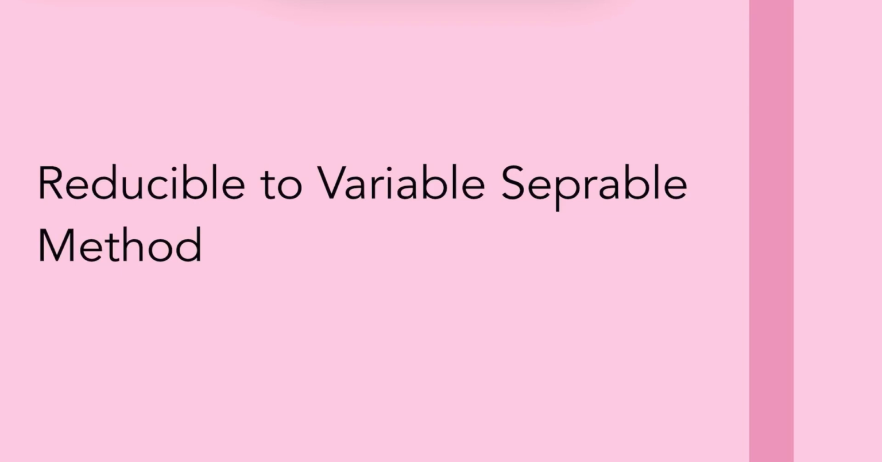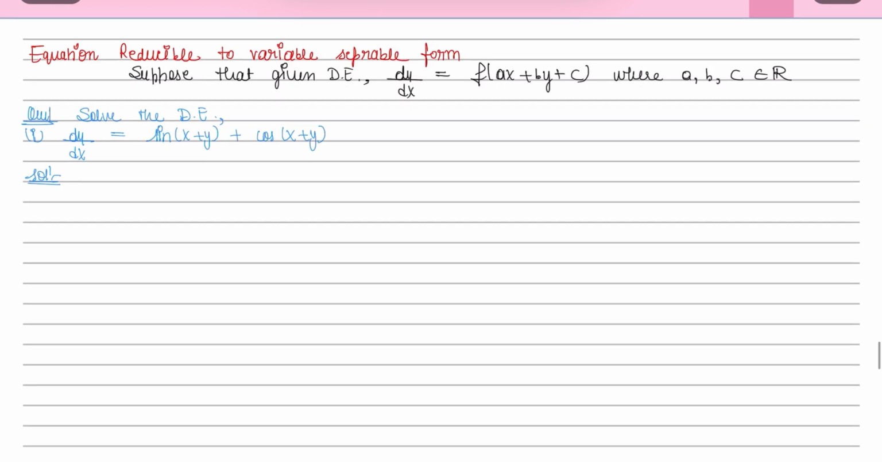Hello everyone, in this video we will try to do some questions based on reducible to variable separable method. Let us firstly see how an equation with reducible to variable separable form looks like. Differential equation will be equals to some function which will be of the form ax plus by plus c. Here a, b and c are real numbers and can take any values.